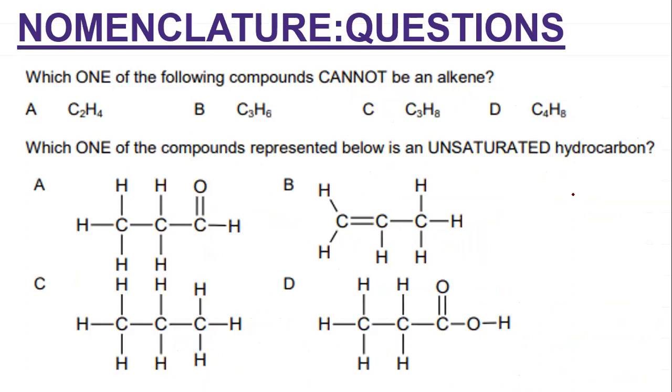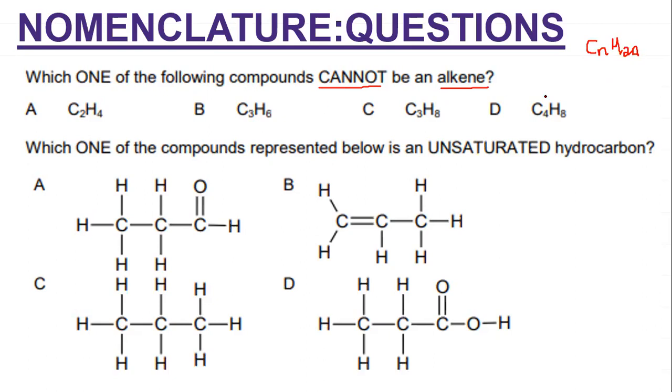Then the next question they ask us, which one of the following compounds cannot be an alkene? Now we want to know which one cannot be an alkene. Remember, you could try and draw this and see which one is definitely not an alkene. But the best thing to do is remember the general formula of alkenes. It's CnH2n. The question is, which one of the following compounds cannot be? So we want the one that is not an alkene. So the general formula is CnH2n.